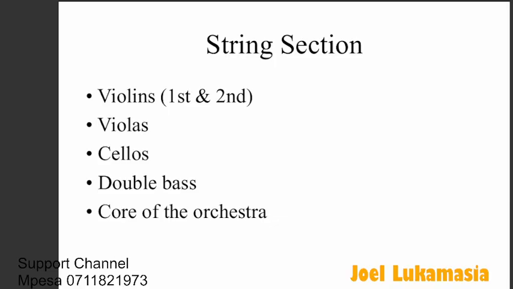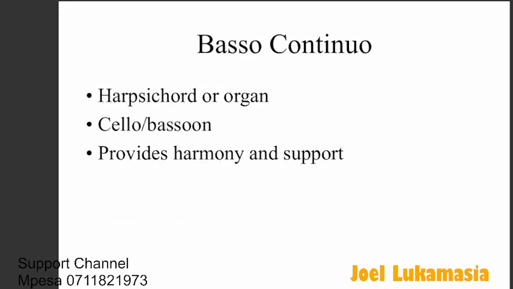So the string section, that's the string instruments. We have the violins, that's the first violin and the second violin, with the violas, the cellos, and the double bass, and the strings were the core of the orchestra, the heart of the orchestra at that time. Meaning they were the prominent instruments at that time.